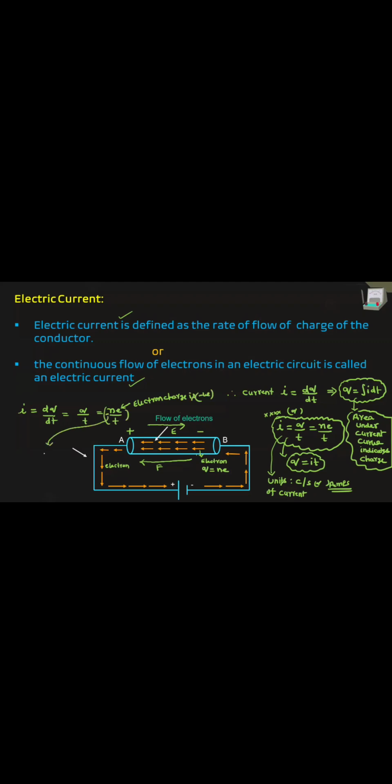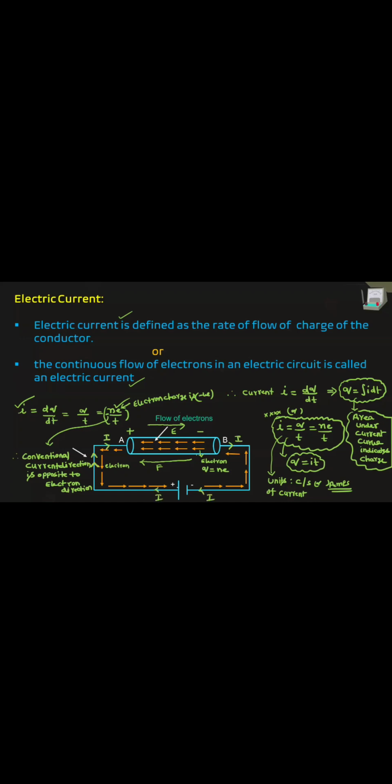What does this negative sign indicate? The conventional current direction is opposite to the electron direction because of the negative sign. If electrons are moving in this direction, then you have to take the current direction opposite to it. This is the current direction.